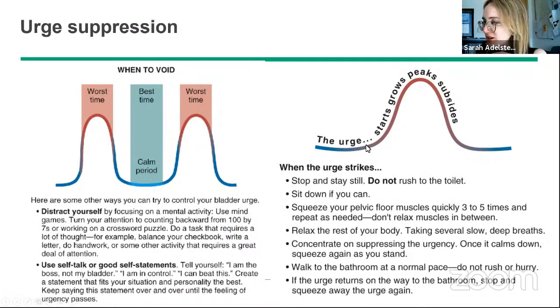Okay, so the urge starts, it kind of builds, it gets really strong, and at the peak, if you were stuck in the car, it wouldn't stay at a 10 out of 10 severe urge the whole time you're driving home, right? It'll last a minute or two, and then it will settle down. So urge suppression says, don't go pee when you're at the peak of the urge. Wait until it settles down, then get up and go urinate.